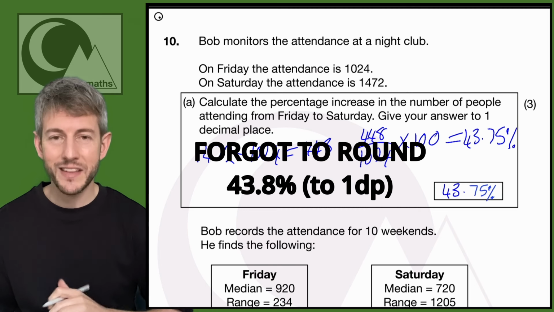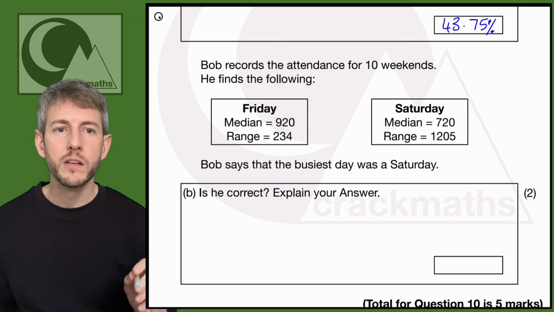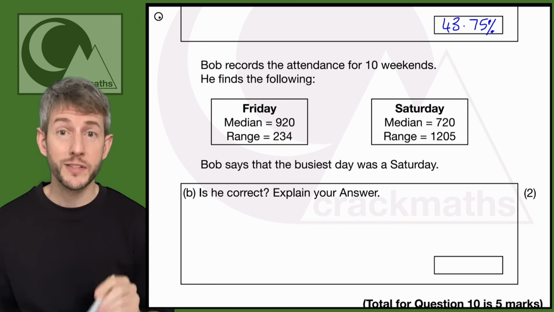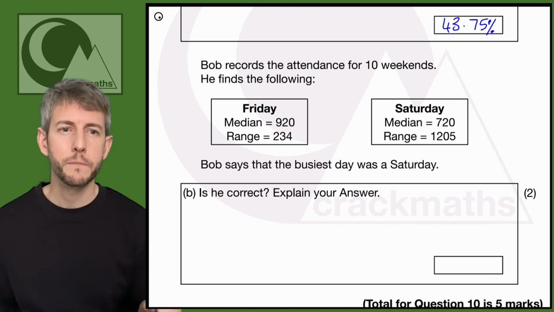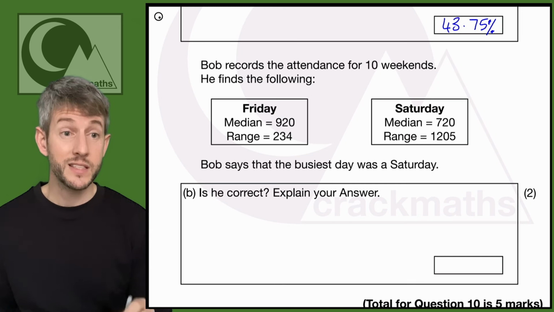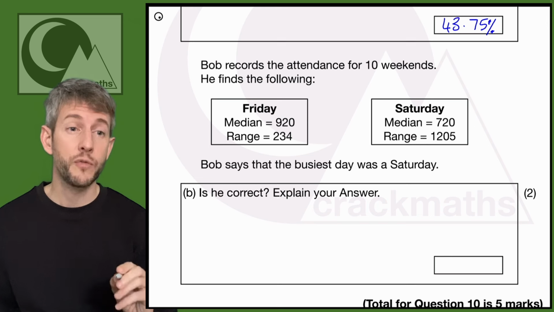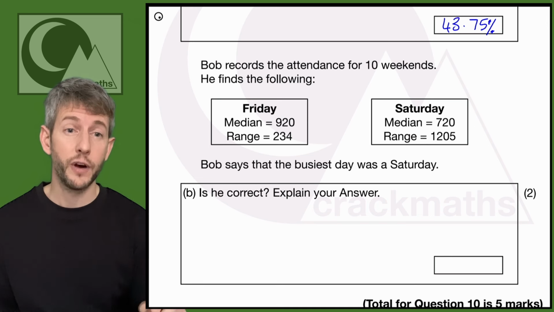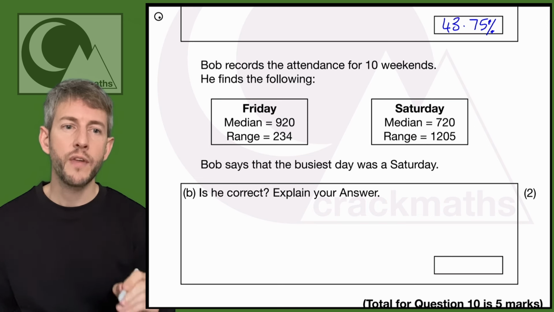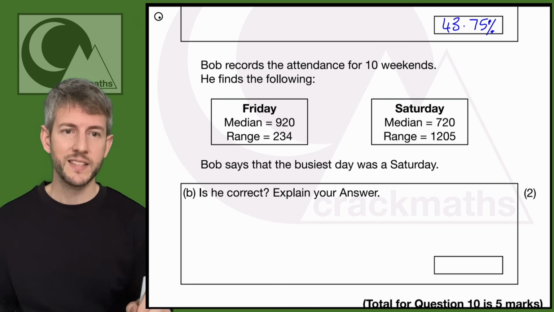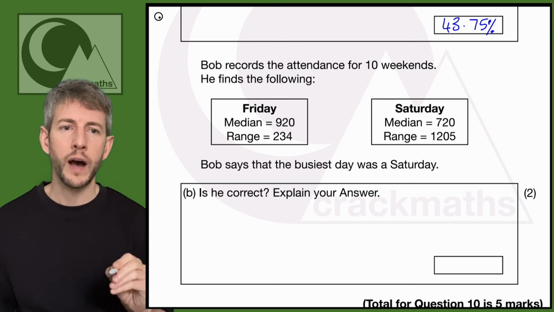Okay, let's look at this extra information down here. So Bob records the attendance for 10 weekends. He finds the following. Friday has a median of 920 and a range of 234. Saturday has a median of 720 and a range of 1,205. Bob says that the busiest day was a Saturday. Is he correct? Explain your answer.